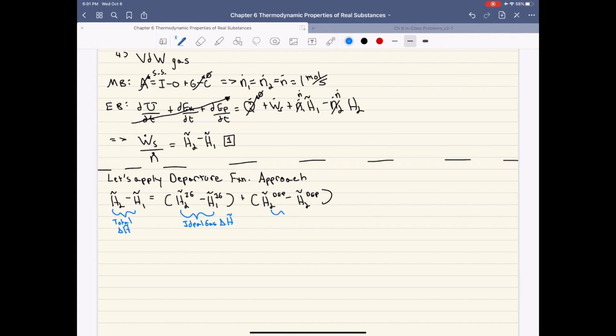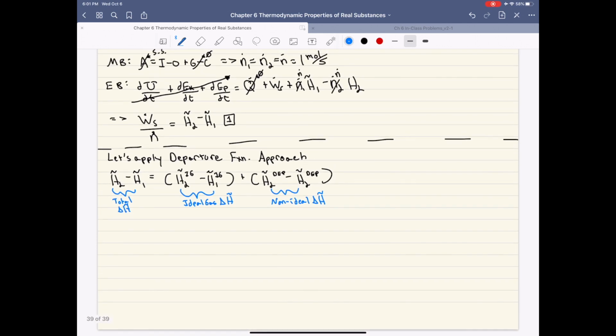And then the second term on the right-hand side, non-ideal delta H. And so that's how the departure function approach splits these things up. All right, and so if we want to calculate the total delta H of the methane gas as it passes through the turbine, what we can solve for first is the ideal gas contribution.